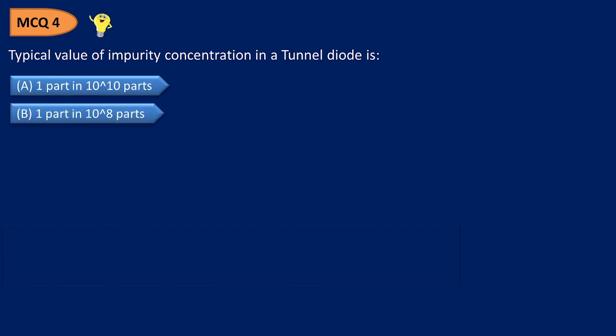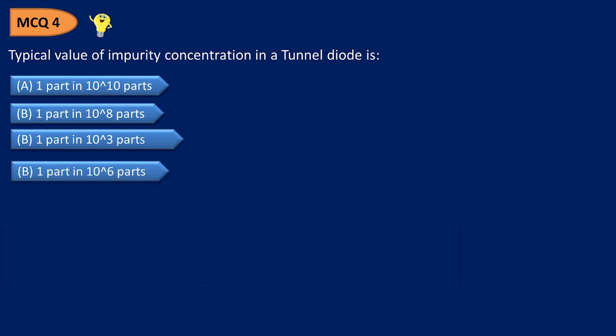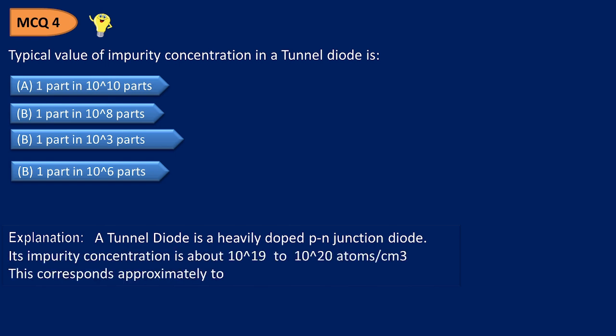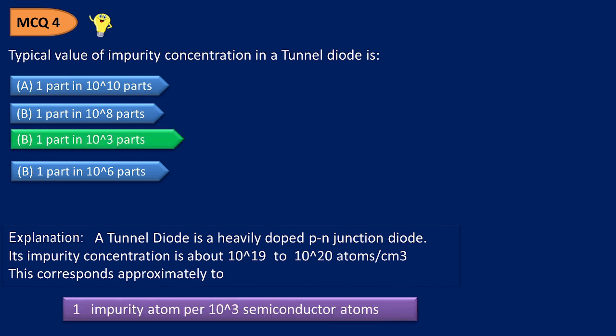Okay, so the fourth MCQ: the typical value of impurity concentration in a tunnel diode is 1 impurity in 10 raised to 10 parts, 1 impurity in 10 raised to 8 parts, 1 impurity in 10 raised to 3 parts, or 1 impurity in 10 raised to 6 parts. Already we discussed that a tunnel diode is heavily doped, and I also showed the impurity chart. In a tunnel diode, 1 impurity atom is added per 10 raised to 3 semiconductor atoms. So option C is correct: 1 part in 10 raised to 3 parts.